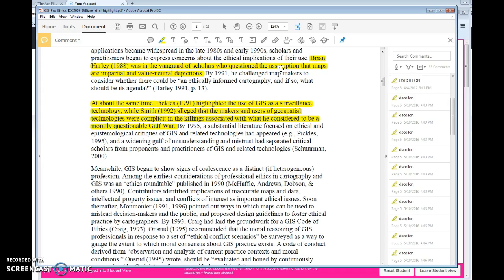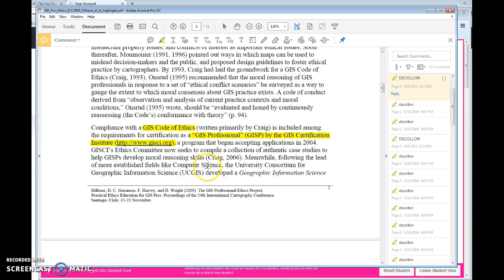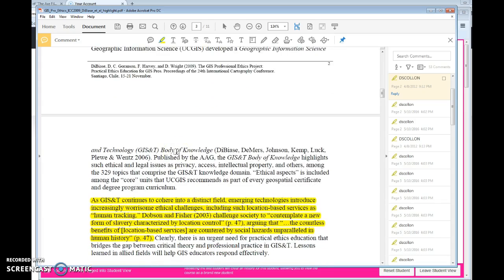About the same time, Pickles highlighted the use of GIS as a surveillance technology, while Smith alleged that map makers and users of geospatial technology were complicit in killings associated with what he considered to be a morally questionable Gulf War. This is actually the first Gulf War that's in reference. So this is where we start to see this emerging GIS code of ethics, and we just talked about the GISP under the Certification Institute and their GIS code of ethics.